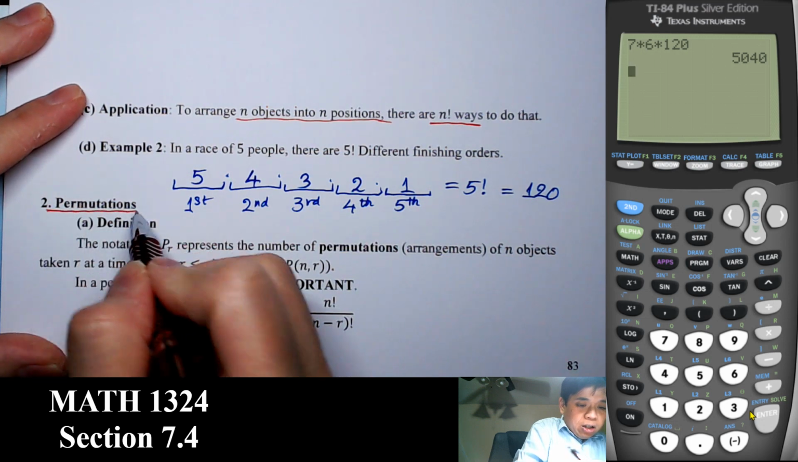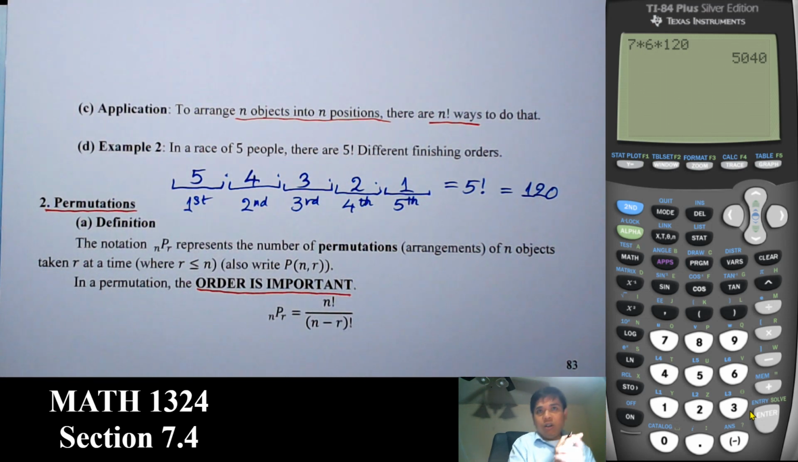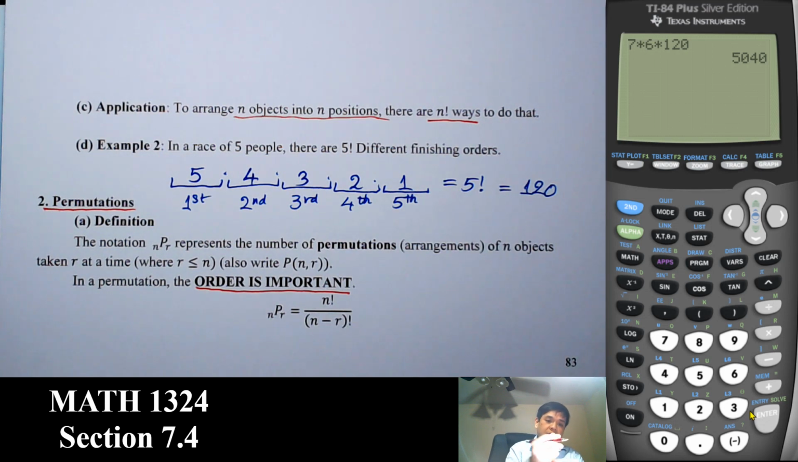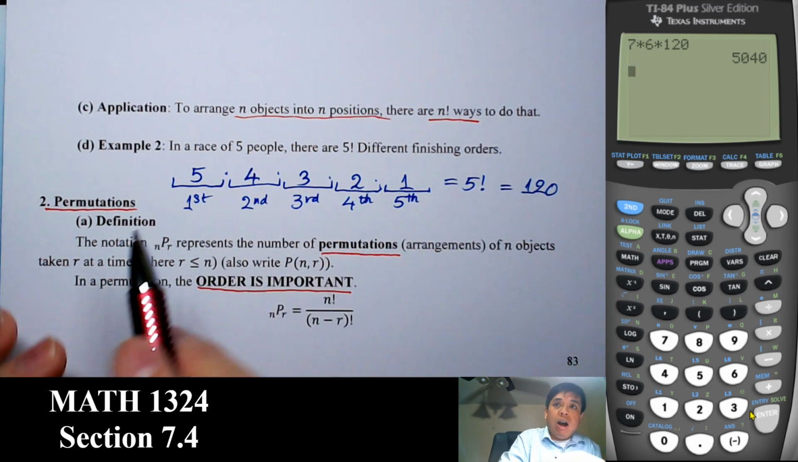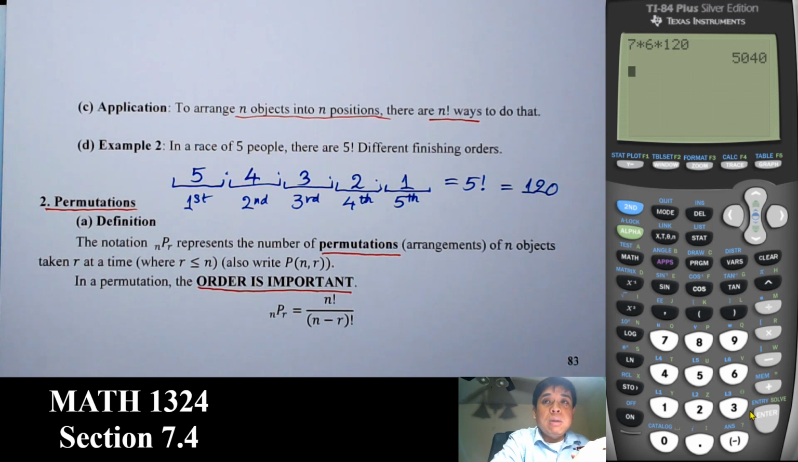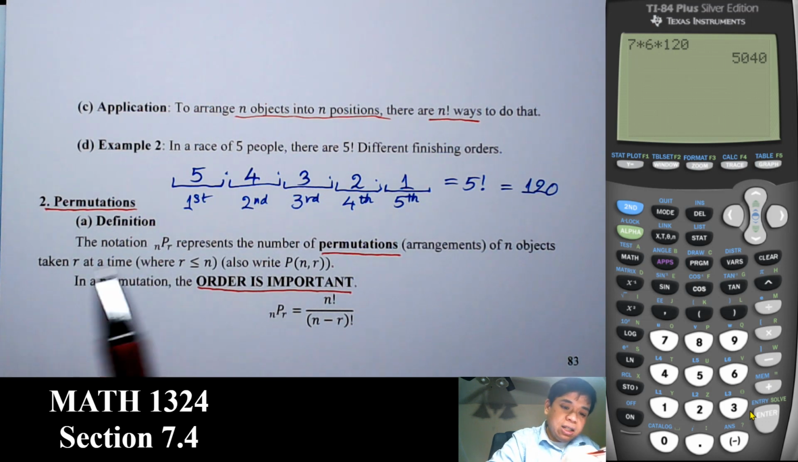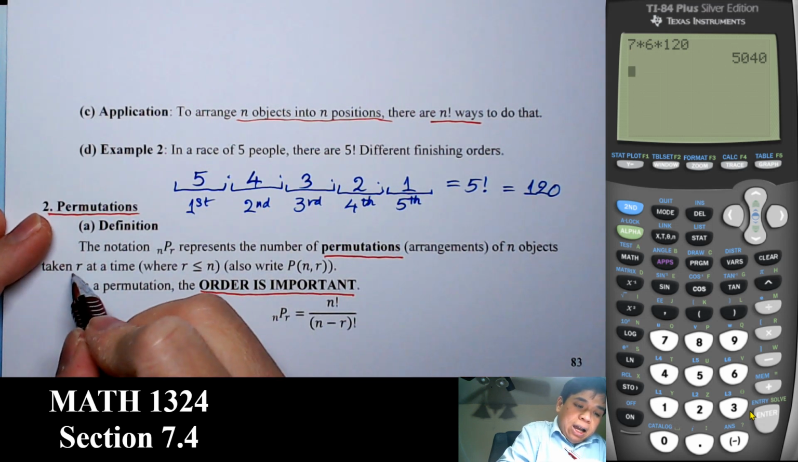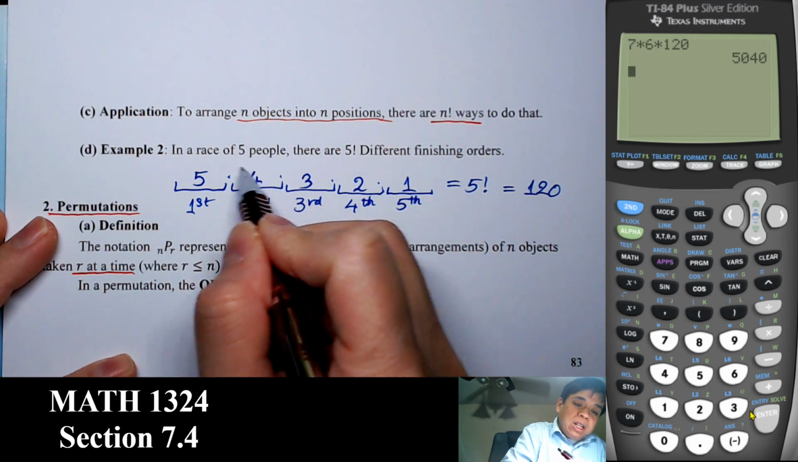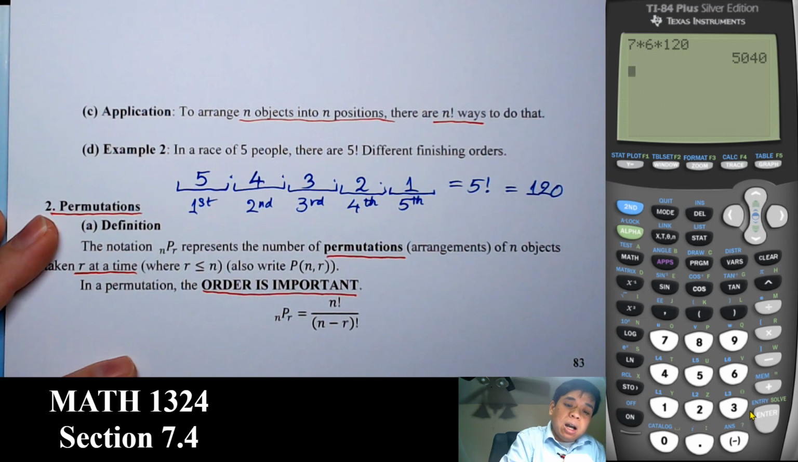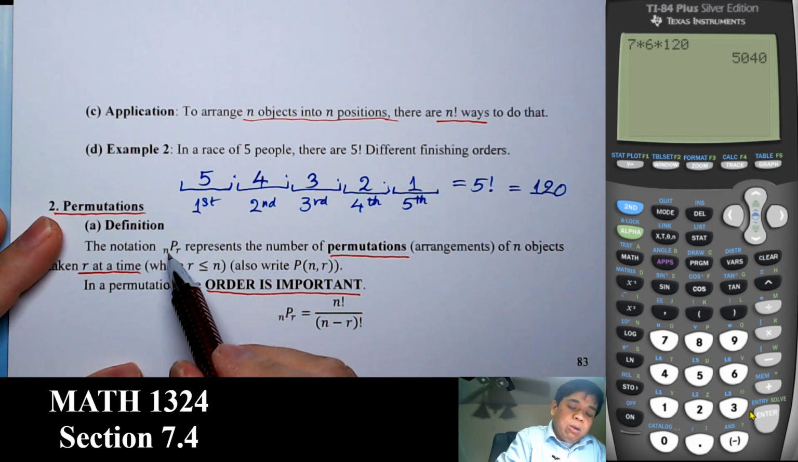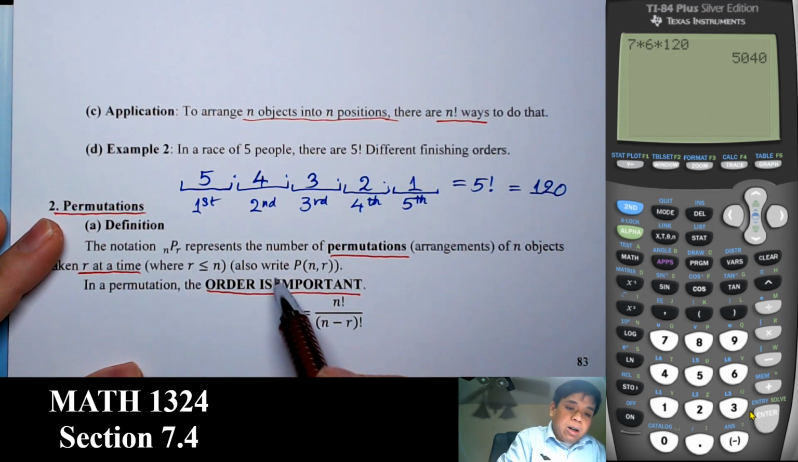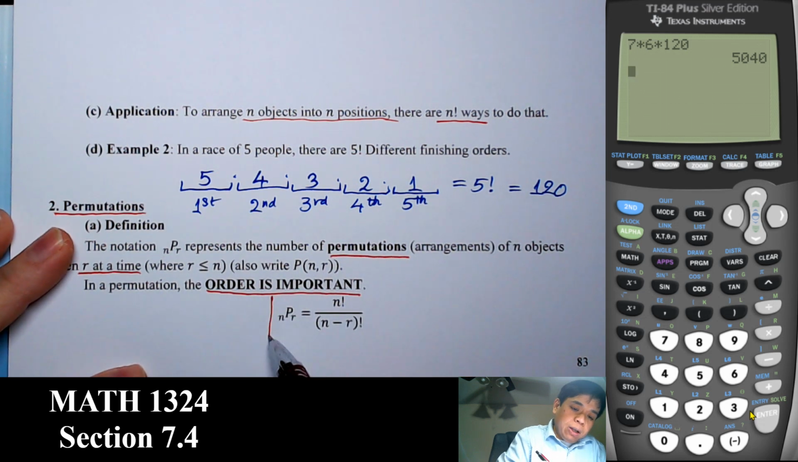In permutation, the order is very important. But the difference between what we just did and permutation is that we don't have to choose all 5 of them. Let's say we still have 5 people in a race, but we are only interested in the first 3 finishers. That is called the permutation of n objects taking r at a time. In this case, we take 3 at a time from 5. We can write the notation as nPr or P(n, r). The formula is n factorial over (n minus r) factorial.